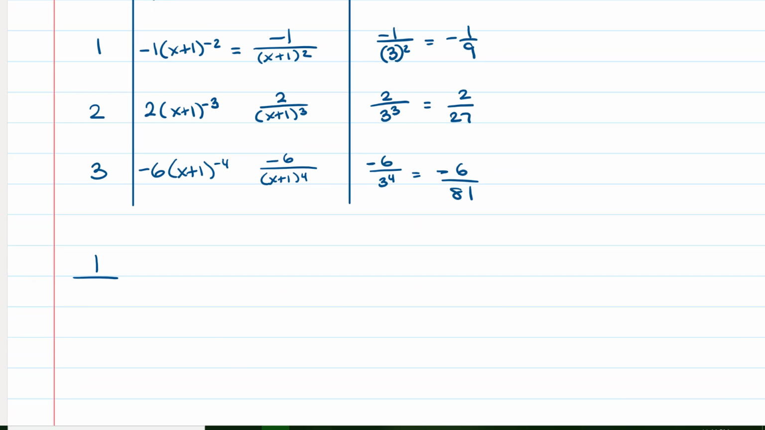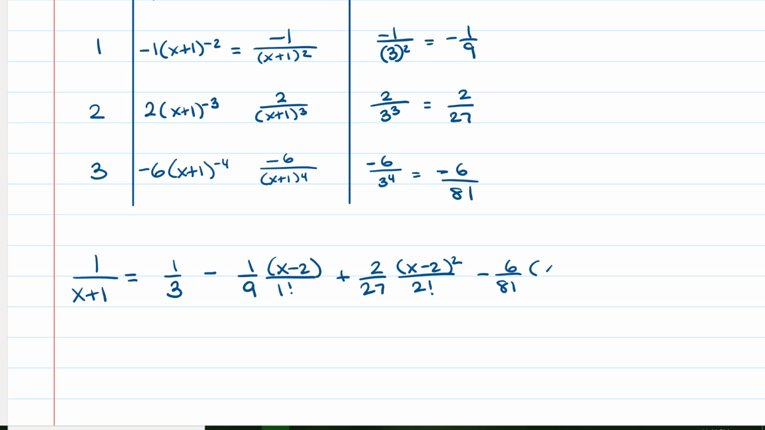So I get 1 over x plus 1 is equal to 1/3 minus 1/9 times x minus 2 divided by 1 factorial, plus 2 over 27 times x minus 2 squared over 2 factorial, minus 6 over 81 times x minus 2 cubed over 3 factorial, plus and so on. Now what I need to do here is find a pattern, which is kind of tough, so I'm going to start simplifying and maybe I can find one.